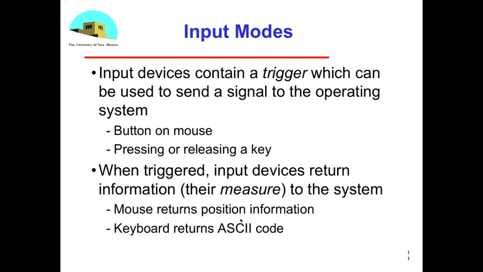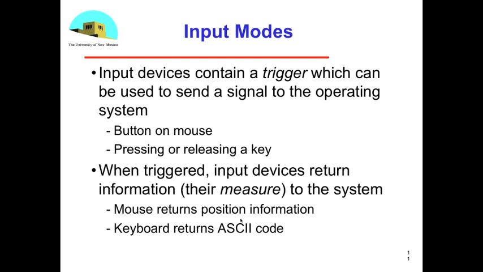Now, when the device is triggered, we said that it's going to return something back to the computer. That is called its measure, and it's going to depend on the particular device and its capability. If it's a mouse or a trackball or a trackpad or a touchpad, it's generally going to return the position. It might also return some other information as part of the measure, but its most important thing is it returns position. If it's a keyboard, then it returns the code of the key that's pressed and perhaps some other information. A mouse might also return which button you were triggering it with, a typical thing that it would return.